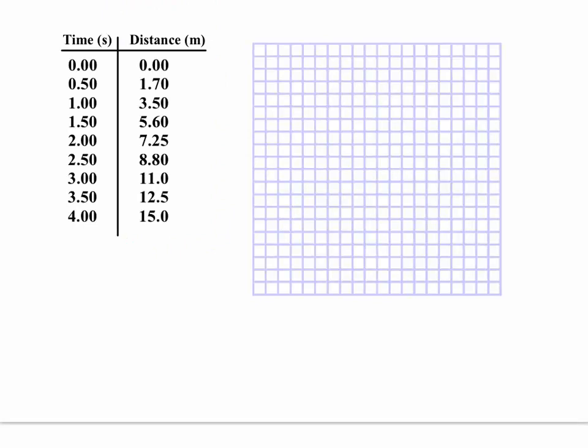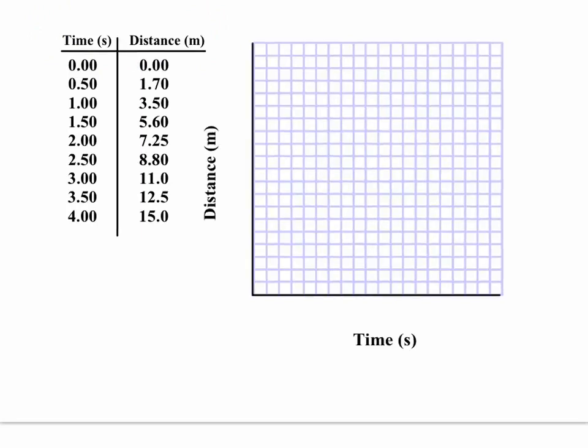As far as the labels, all you need to do is transpose what you have in the column headings to the graph itself. And so you see here, distance on the vertical axis, and notice that I'm putting the abbreviated form of the unit afterward in parentheses, and time on the horizontal axis, again, the abbreviated version of the unit within parentheses.